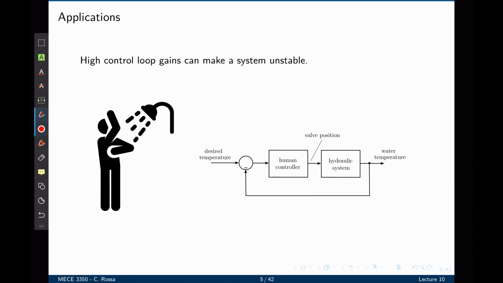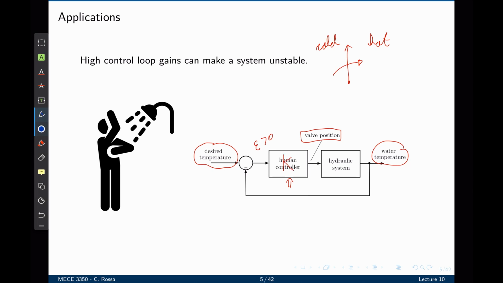In this example, an individual is taking a shower and wants to control manually the temperature of the water. The desired temperature is compared with the water temperature, and adjustments in the valve position are made to regulate the temperature. The controller here is simply the human. If the water temperature is below the desired temperature, that will create an error that is greater than 0. If the error is greater than 0, then the valve will be turned to hot. This proportionality constant between the error and how much the valve is turned is the control gain K.